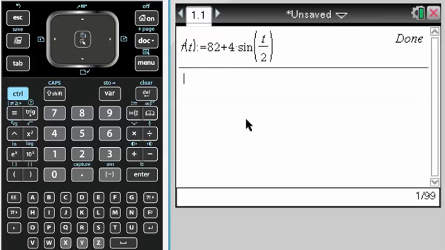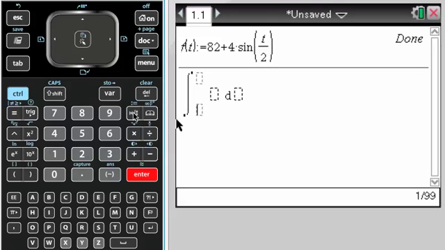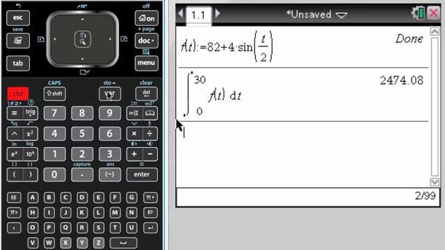But first question, to the nearest whole number, how many cars pass through the intersection over a 30-minute period? Well, I know that the function that I was given was a rate, so if I integrate the rate over the time interval, that'll give me the total. So from 0 to 30 of f, which is why I defined it, f of t dt. I did control enter to get an approximation, so 2,474 cars.